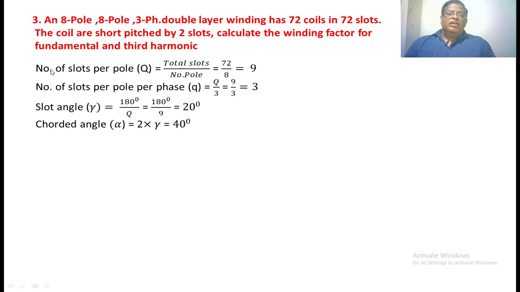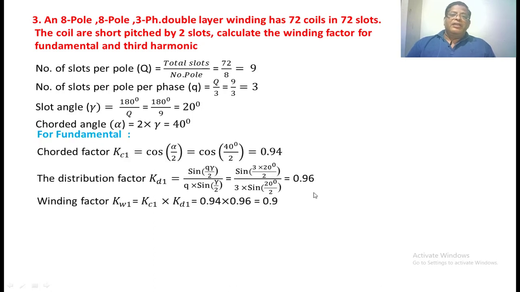angle alpha. The number of slots per pole capital Q equal to total number of slots by number of poles, that is equal to 72 by 8, we are getting the 9. Number of slots per pole per phase, small q equal to this value divided by the 3, we are getting the 3. Slot angle gamma equal to 180 degrees by number of slots per pole, we are getting the 20 degrees. So chorded angle equal to 2 into gamma, because the coil is short pitched by 2 slots. So alpha equal to 40 degrees.